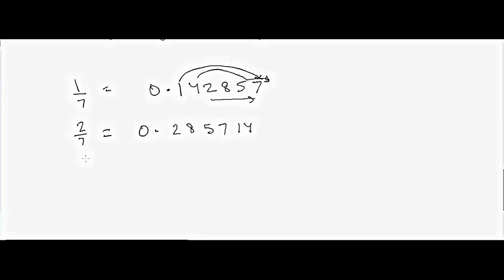Let's do it again, 3 by 7. In this case, look at the third smallest digit, which is 4. So I'll start with 4, 2, 8, 5, 7, 1. That is the answer. You can keep doing this for other numbers. That's one of the tricks which, if you show it to your friends or to your kids, could amaze them.